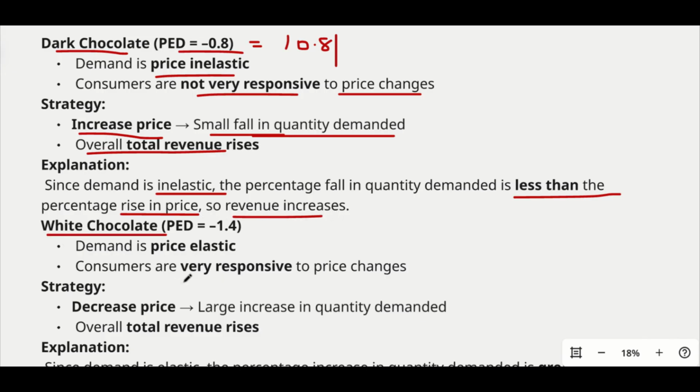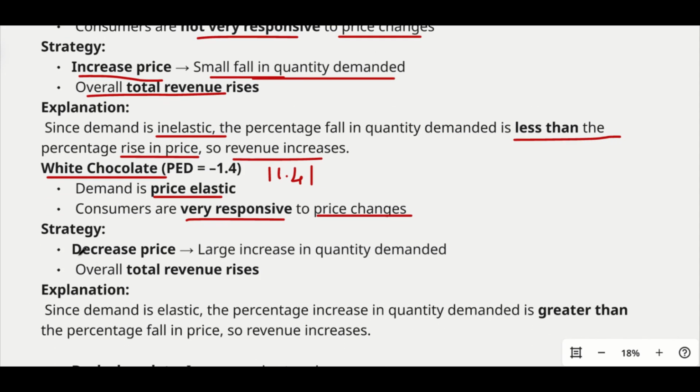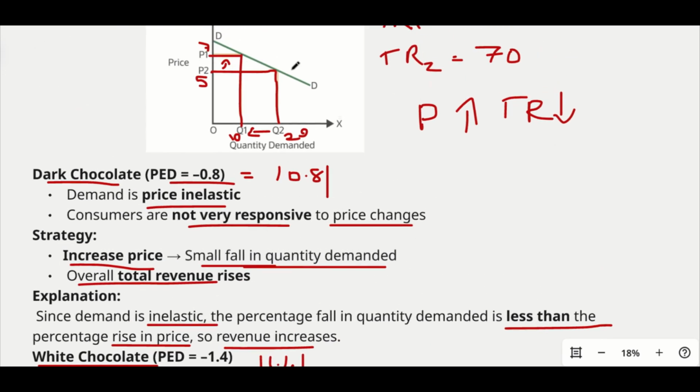And what is the case of white chocolate? Here we have minus 1.4, which means the price elasticity of demand is 1.4, which is price elastic. Consumers are very responsive to price changes. So what strategy do we have to use here? We have to decrease the price, because as the price increases, total revenue decreases. When the price is reduced by a little amount, the quantity demanded rises by a much bigger amount.